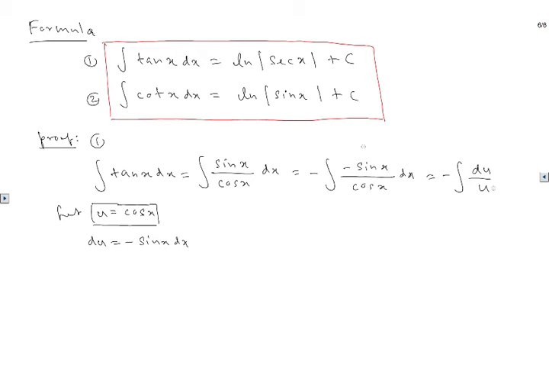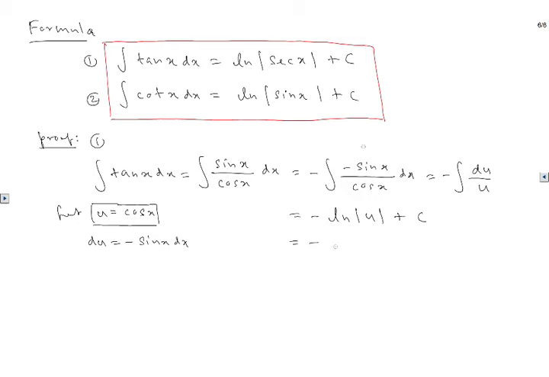Can someone tell me what this integral is? This is exactly like dx over x. It's just a different variable. If you have dx over x, what do you get? Natural log of x, right? So in this case, what you get is natural log of u. Okay, so that means your answer becomes negative natural log of u plus c.